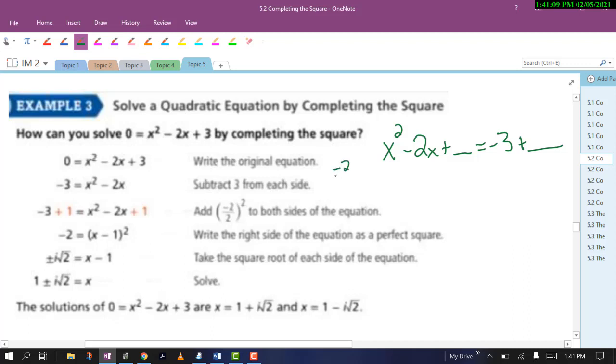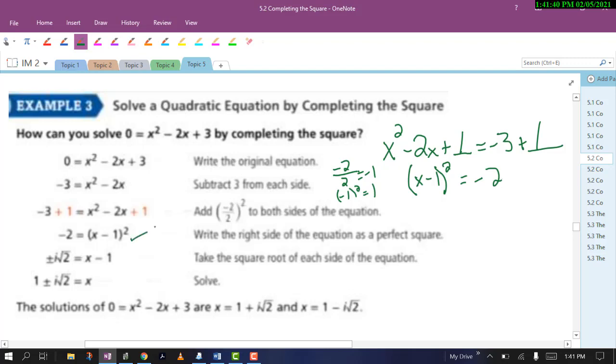So we cut our b in half. Negative 2 divided by 2 is negative 1. And then negative 1 squared is 1, and that's what we're adding in. So when we factor the left side here, what numbers multiply to 1 but add up to negative 2? Well, that would be negative 1 and negative 1. So (x minus 1) squared. Negative 3 plus 1 gives us our negative 2.